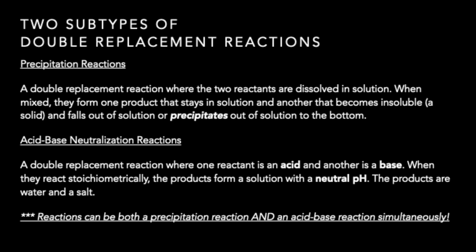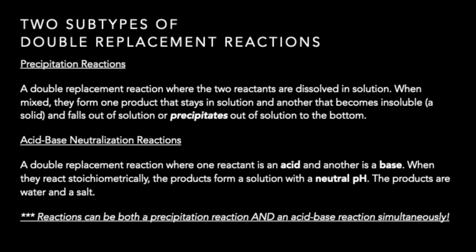Precipitation reactions are a type of double replacement reaction where two reactants are dissolved in solution. When they are mixed, they form one product that still stays dissolved in solution, but the other product that's made becomes what we call insoluble, in that it becomes a solid and falls out of solution, or it precipitates and sinks to the bottom.